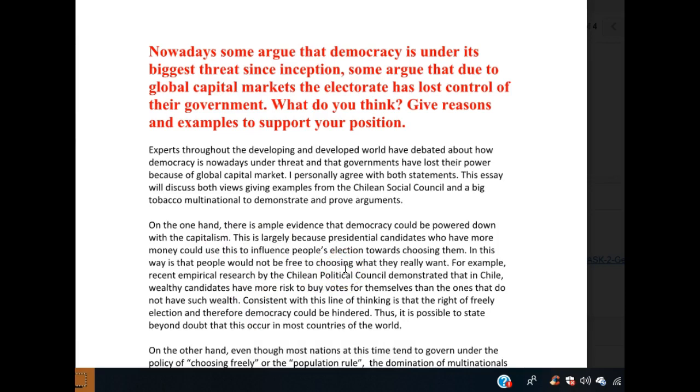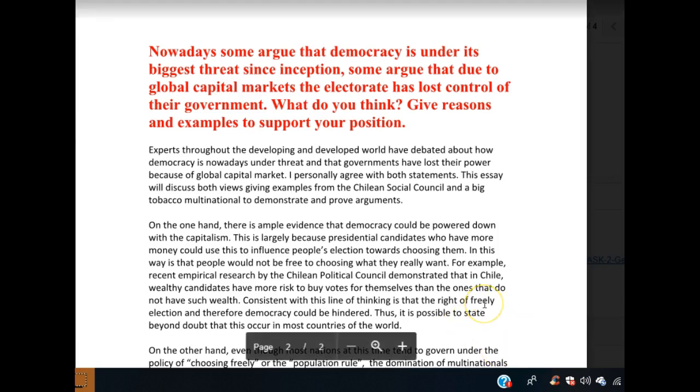For example, recent empirical research by the Chilean Political Council demonstrated that in Chile, wealthy candidates have more risk to buy votes for themselves. What do you mean risk? More opportunities to buy votes for themselves than the ones that do not have such wealth. Consistent with this line of thinking is that the right of free elections, and therefore democracy, could be hindered. Thus, it is possible to say beyond a doubt that this occurs in most countries of the world. Okay? Fine.